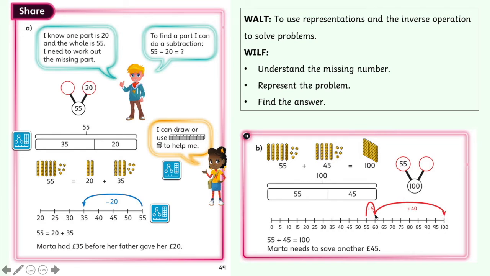By counting back 40 and 5, you got from 100 to 55. So 55 and 45 is the same as 100. Martha needs to save another £45. Now that might feel like quite a lot. And when you're answering a question, you don't need to draw out all of these different representations. Whatever you need to use to help you understand the problem is best for you.